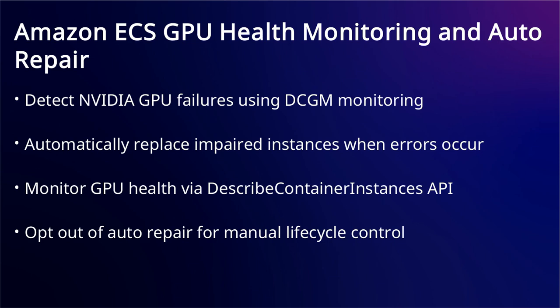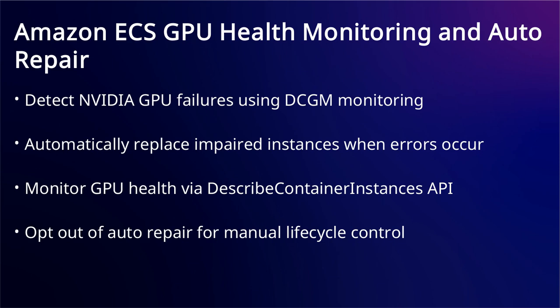GPU-accelerated workloads like Gen AI inference require specialized hardware management to mitigate failures and minimize disruption. Amazon ECS now addresses this by continuously monitoring NVIDIA GPU health and automatically replacing impaired capacity. You can detect GPU failures through integrated NVIDIA DCGM monitoring that identifies critical hardware issues. When failures occur, the system automatically replaces impaired instances to maintain workload availability.